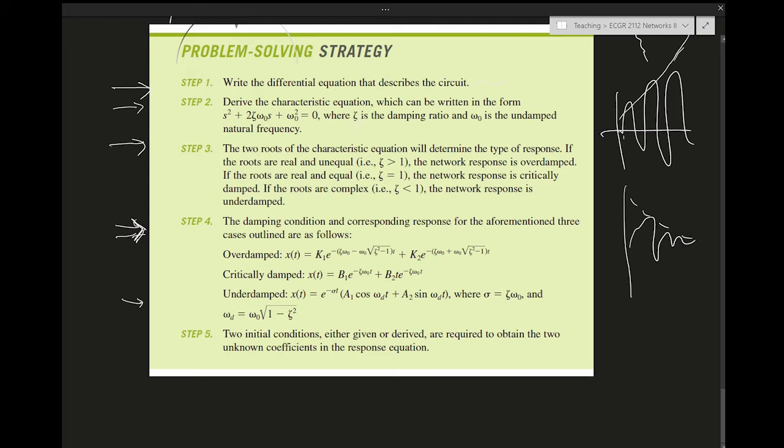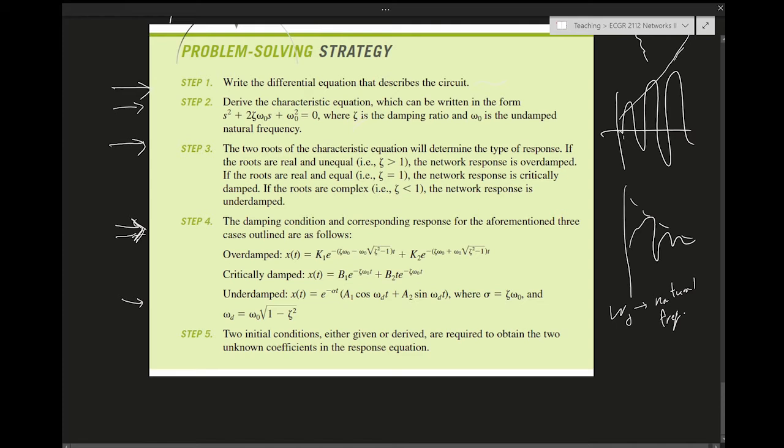Omega d is what's called the natural frequency, while omega naught was the undamped natural frequency. And this is how we find omega d. It's just omega naught square root of 1 minus zeta squared, and then sigma is the exponent of the exponential envelope, which is just zeta omega naught. Okay? So we know how to get the form of the solution.